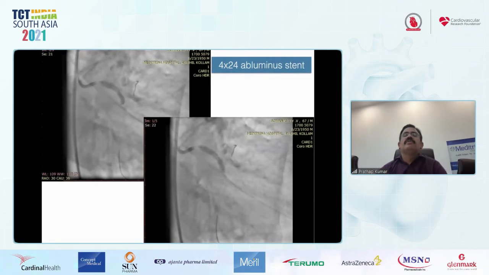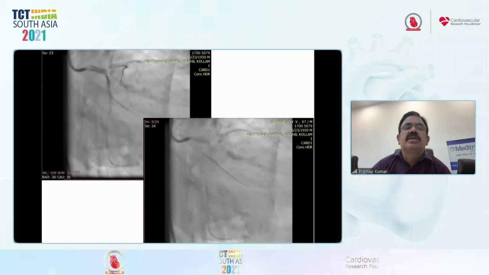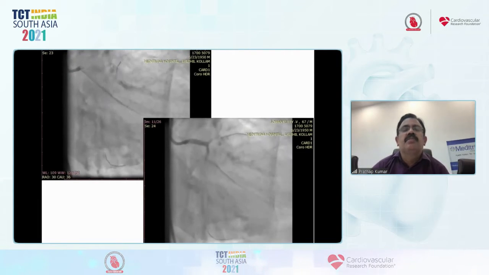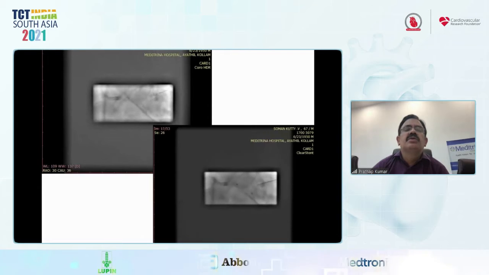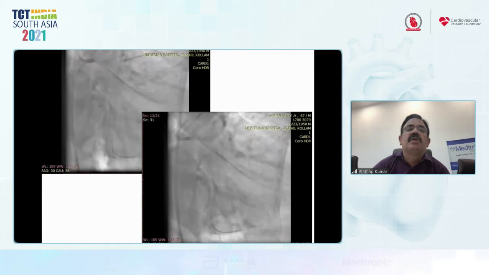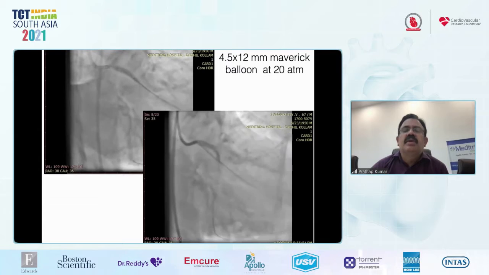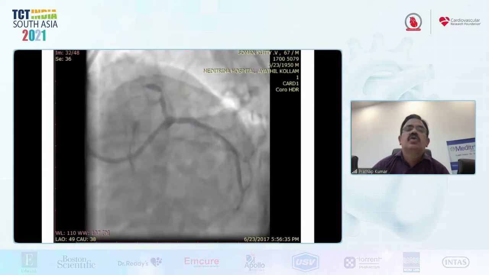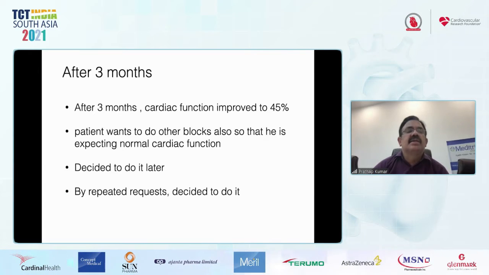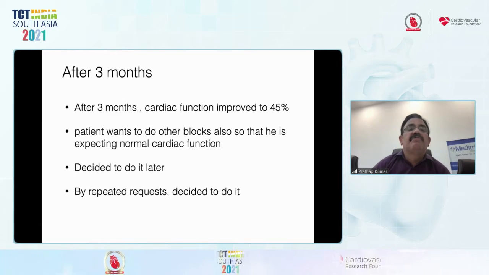We used a 4 into 24 stent from the LMCA to circumflex. So we put 2 stents, one from LMCA to circumflex, and distal vessel, we put a stent distally also. Then we decided, because the LAD was not opened up very well, I used a 4.5 millimeter balloon, dilated, went up to 20 atmospheres and opened the vessel and finished the case that time. I was thinking it would be difficult because even if I open LAD, there is diffuse distal disease. Luckily, the patient after 3 months, cardiac function improved to 45% from 25%.